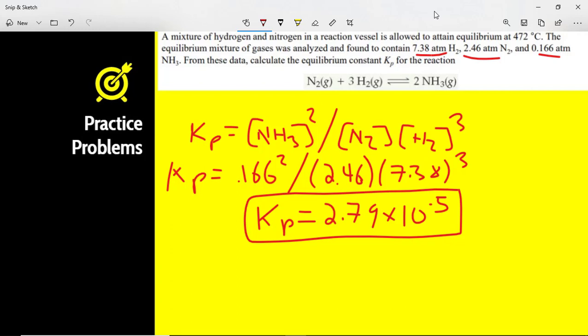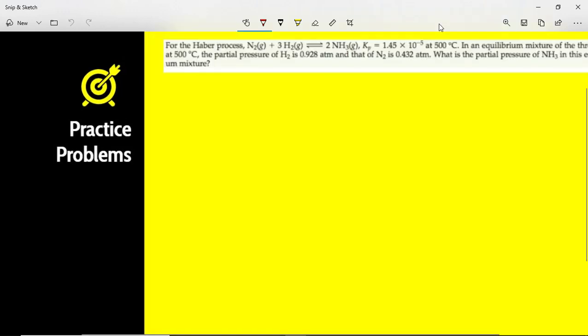But might be a little bit more complex if, let's say, we're looking for the value of one of the concentrations. So let's take a look at one of those problems. For the Haber process, which we've talked about quite a bit, Kp is 1.45 times 10 to the negative fifth at 500 degrees Celsius. In an equilibrium mixture of the three gases at 500 degrees Celsius, the partial pressure of hydrogen is 0.928 atm, and that of nitrogen is 0.432. What is the partial pressure of NH3 in this equilibrium mixture? I know part of it's cut off, I'm sorry, but hopefully you're listening.